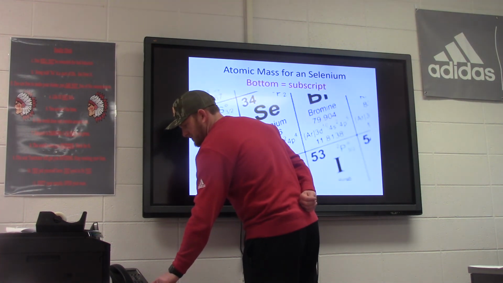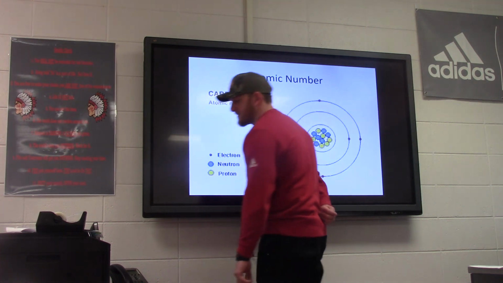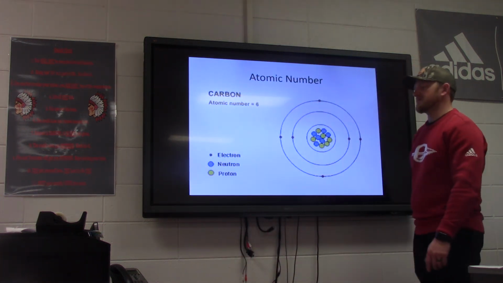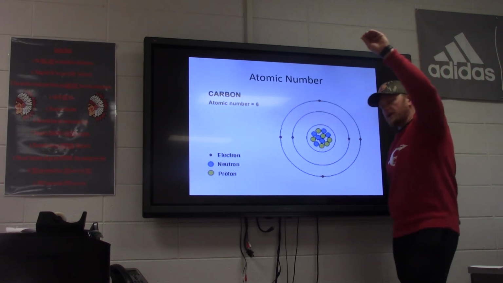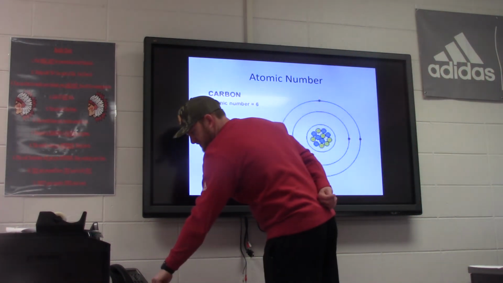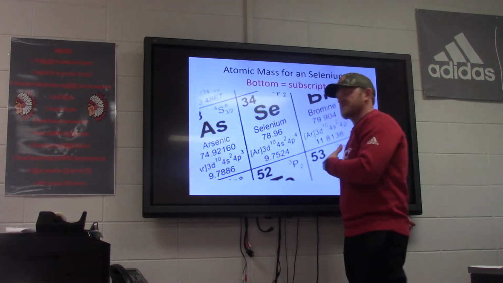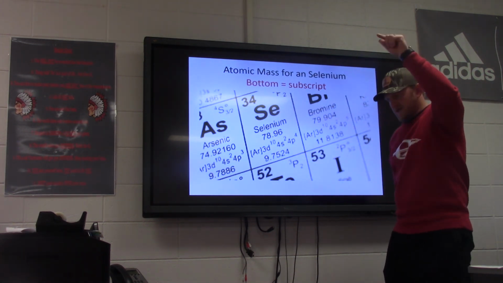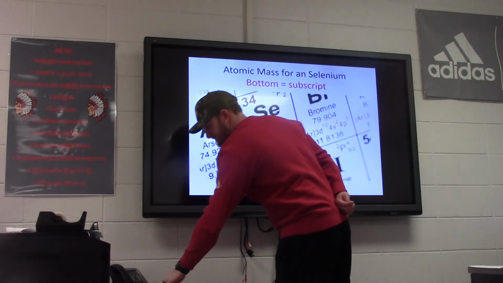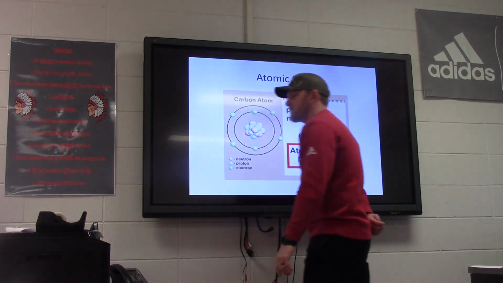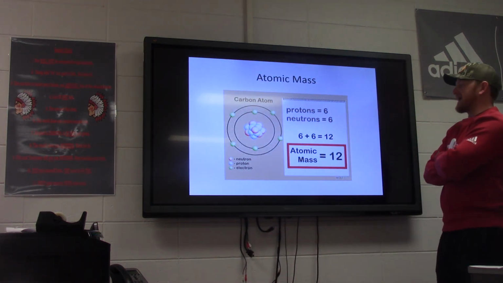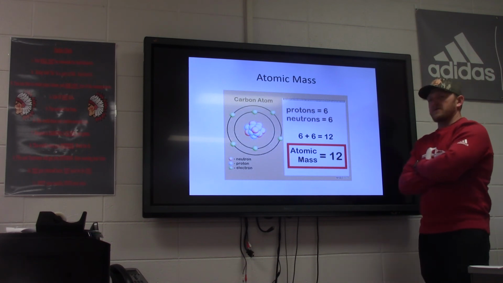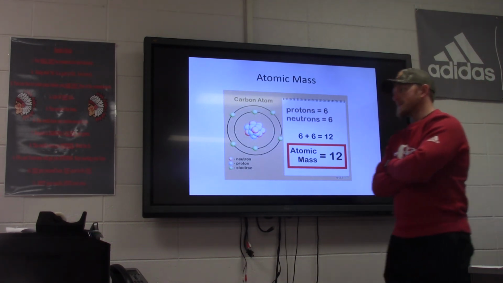Just remember, the atomic number is always going to be the top number on the periodic table. Atomic mass will always be the bottom number. Atomic number on top, atomic mass on bottom. So for atomic mass, I've got 6 protons, 6 neutrons of carbon. I add those together. It's going to give me my atomic mass of 12, which we saw a while ago.